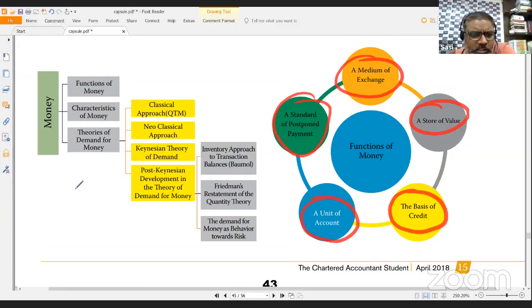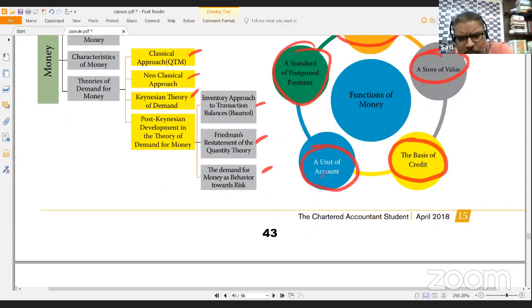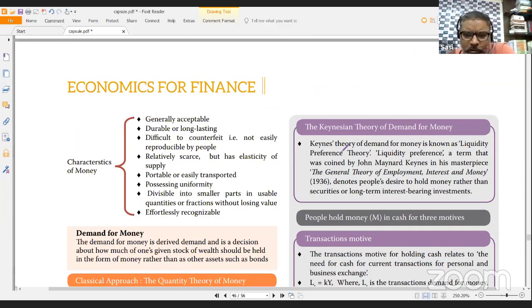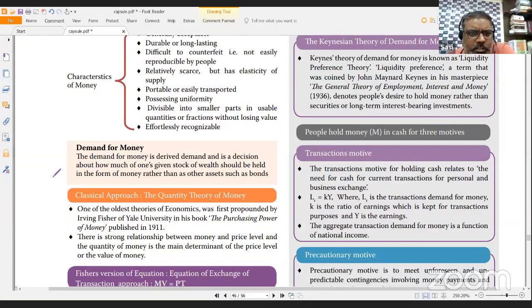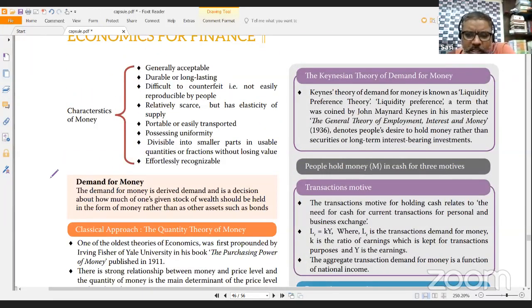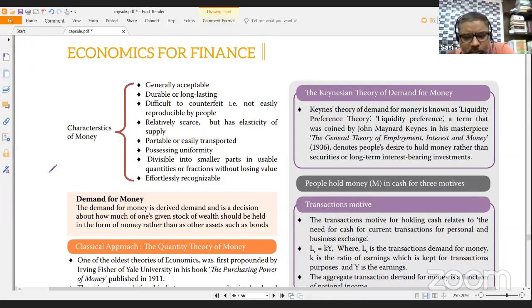And when you look at the characteristics of money or theories of the demand for money, there are so many theories. The classical approach, the neoclassical approach, the Keynesian theory, the inventory approach, Friedman's approach and the risk approach. These are more technical in nature, and it is difficult to really understand the essence of them in a very short period of time. So they have to be studied and understood in detail only. We cannot really go through them at a general level. If anything can be understood, yes, those are okay.